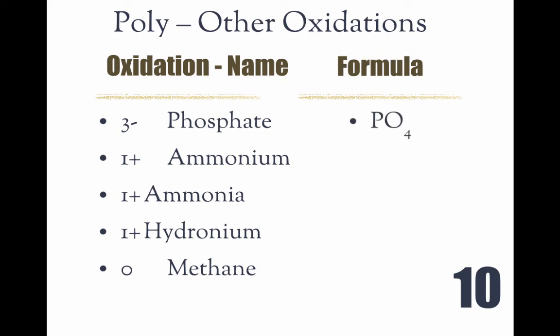Phosphate's formula is PO4. Ammonium is NH4, while ammonia is NH3. Hydronium is H3O, and methane is CH4. That should completely fill in that polyatomic sheet. Now let's look at some examples.